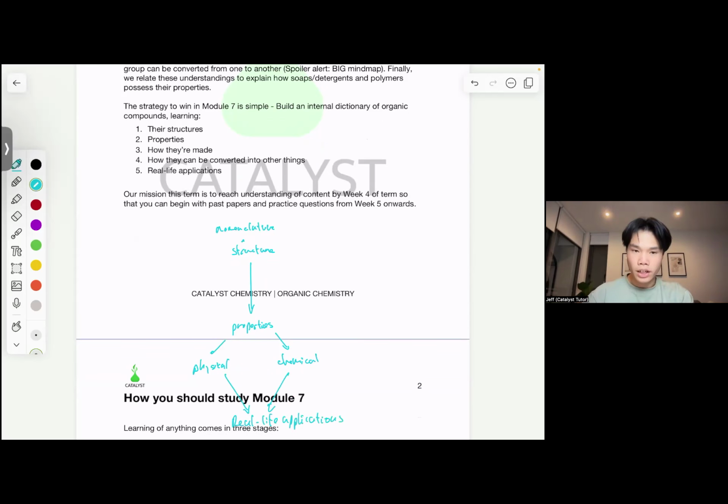So this sort of flowchart is how you want to think about each functional group. You're learning the nomenclature, the structure, building the properties on top of that, which are both physical and chemical, and that teaches you about the applications in real life. You're building this vertical pillar for every single one, and that's the way you should approach this module.